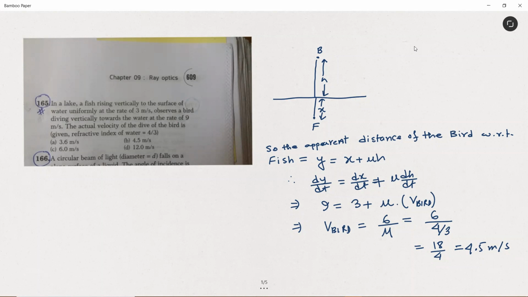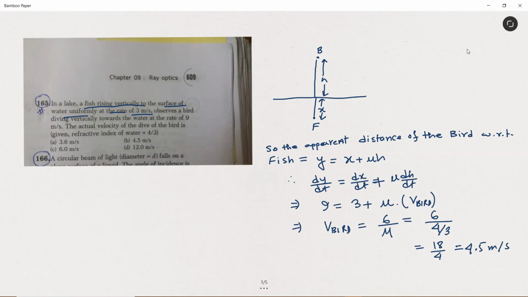Now, okay, let's start. The first question that we have chosen is this. In a lake, a fish rising vertically to the surface of water uniformly at a rate of 3 meter per second observes a bird diving vertically towards the water at the rate of 9 meter per second. We have to find out the actual velocity of the dive of the bird.